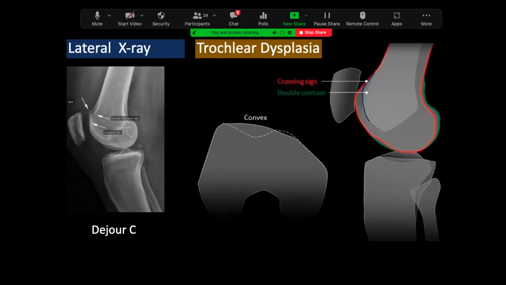And another is the crossing sign and double contour sign. See here, this is the double contour sign.